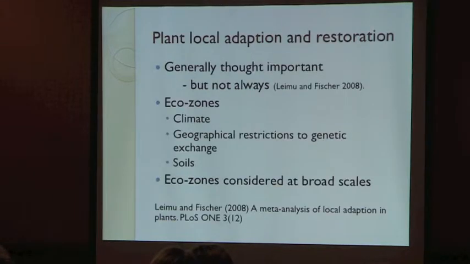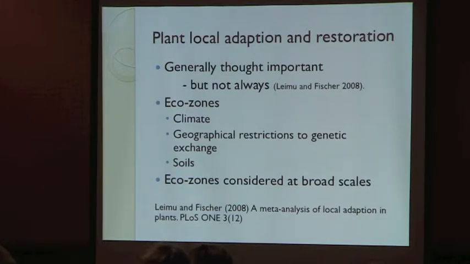All right, so a little background information for all of the Poa secunda studies that we're doing, which have a basic and an applied component. So kind of focusing on the applied component here. Plant local adaptation is generally thought to be quite important for both plant materials development and restoration practitioners. I think this is quite important, although this is not always the case.